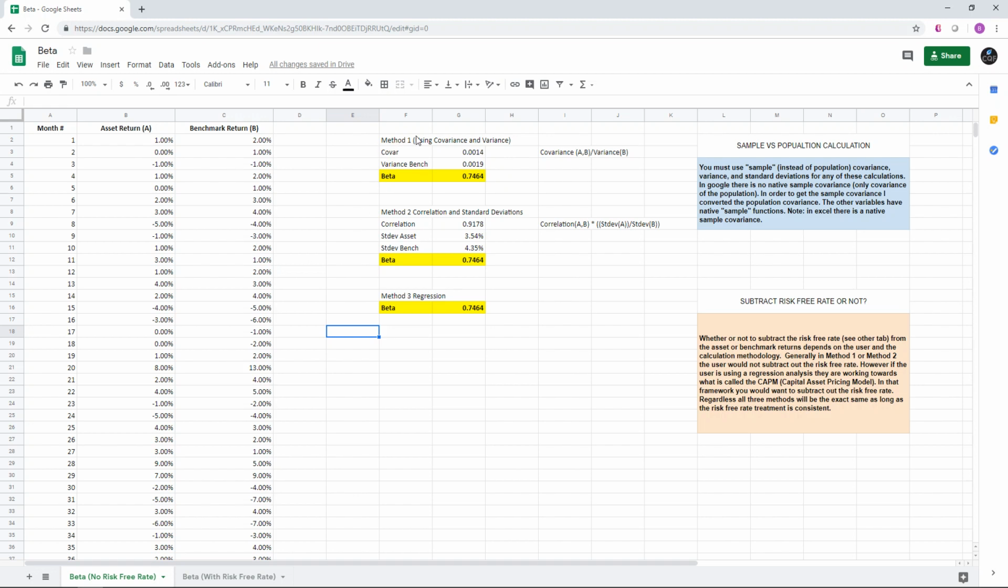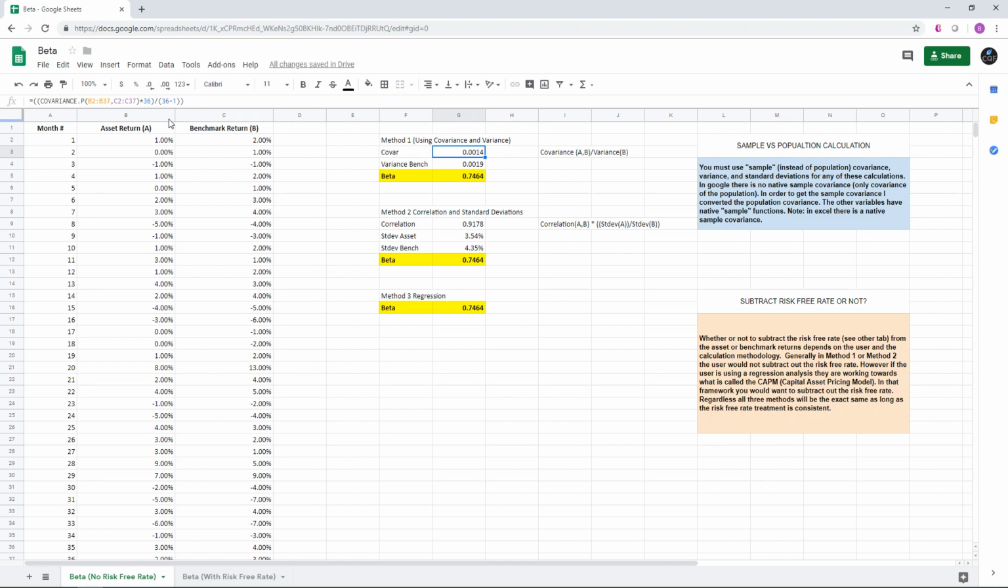So method 1, utilizing covariance and variance, which is simply the covariance on top of the variance of the benchmark. So let's calculate the covariance. Here, this looks pretty complex, and the reason is Google Sheets doesn't have sample covariance, which I'll get to in a second, but we want to use sample instead of population. So just keep that in mind.